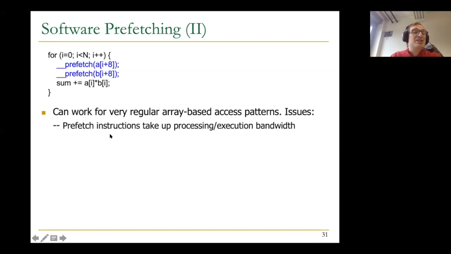One of them is prefetch instructions take up processing and execution bandwidth. You need to fetch these instructions, so they don't come for free, if you will. You still need to fetch and execute them. You can drop them later on. You don't need to, for example, wait for their completion. Otherwise, that would be bad, right? If the prefetch instructions blocked your instruction window, that would be bad because they would be like regular loads.